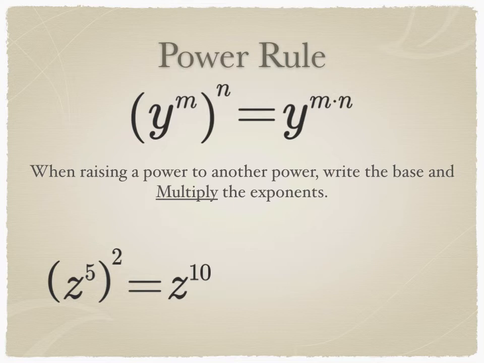z to the 5th squared would be written z to the 5th times z to the 5th, and using the product rule we would add those 5's together and you would get z to the 10th. And that's kind of how that works. And we'll look at it a little bit closer. In this example, x to the 3rd raised to the 4th power is x to the 12th.